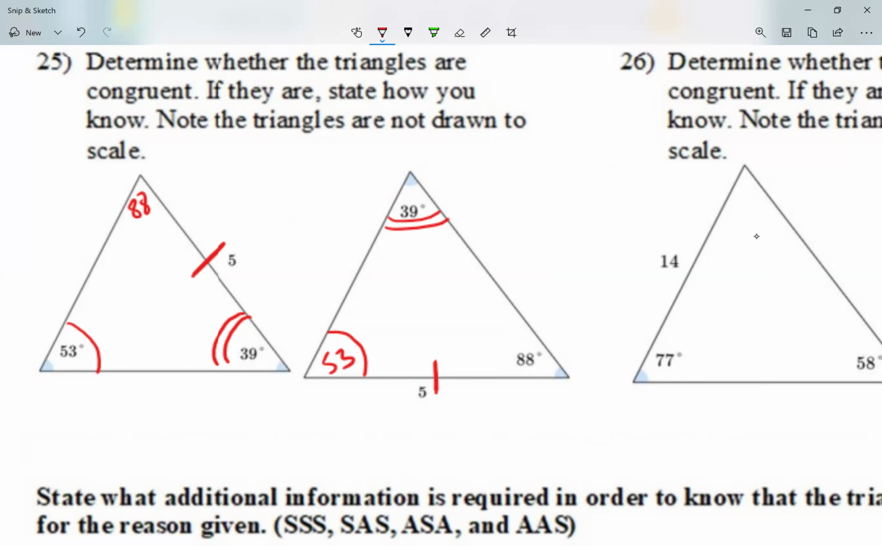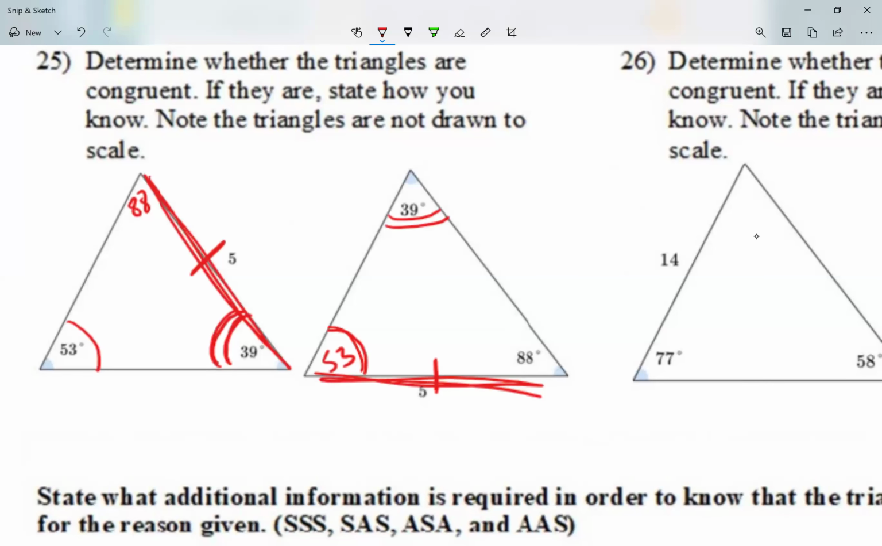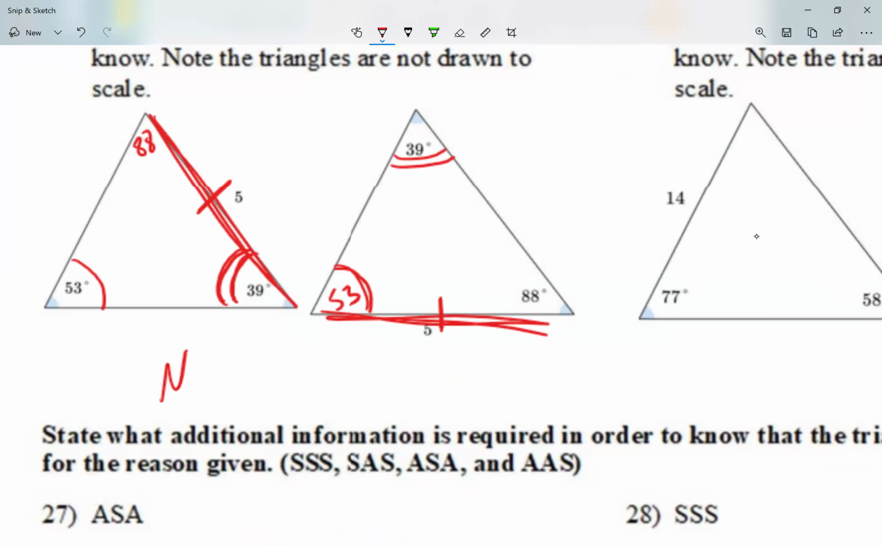Okay, the angle's not in between. So I'm thinking, maybe I have angle side. But is it the same side though? Is it the same side? This side I see touches the one with the two arcs. This side I see it touches the one with the one arc. Nope, it's not the same side then. So not congruent.